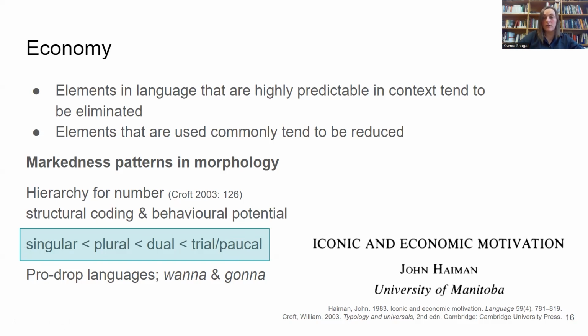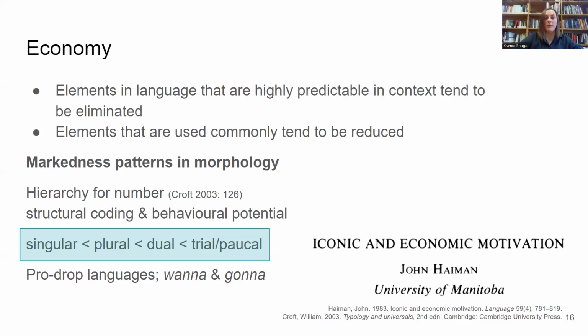Well, singular is more common than plural. This is why it tends to be reduced, and it's also highly predictable. Because it's so common, you don't actually need to express it overtly. You don't need to mark it overtly. And if you can leave it unmarked, then you will. So that is what the economy principle tells us.